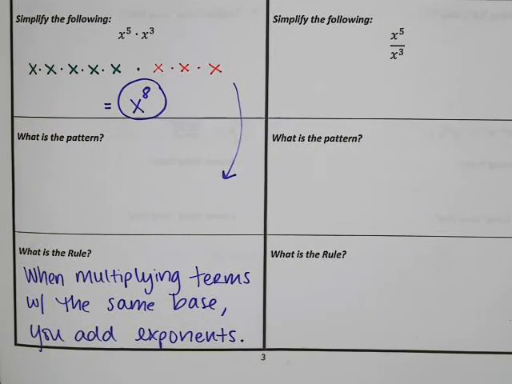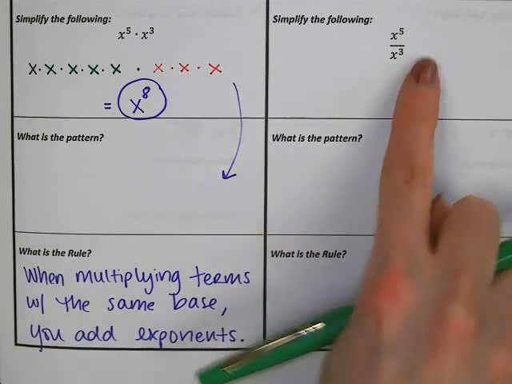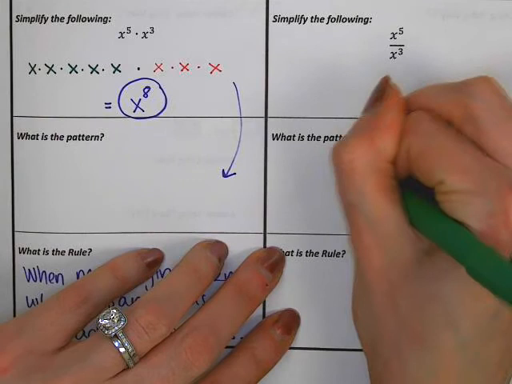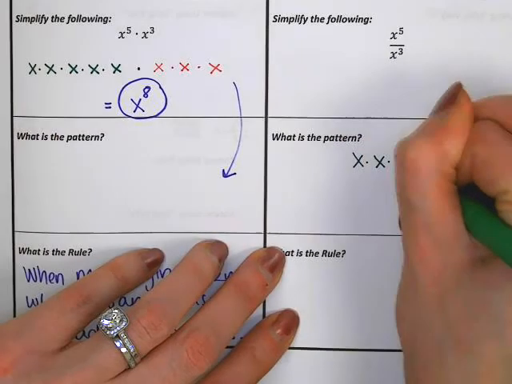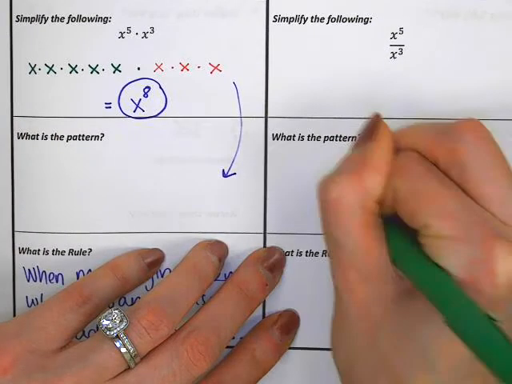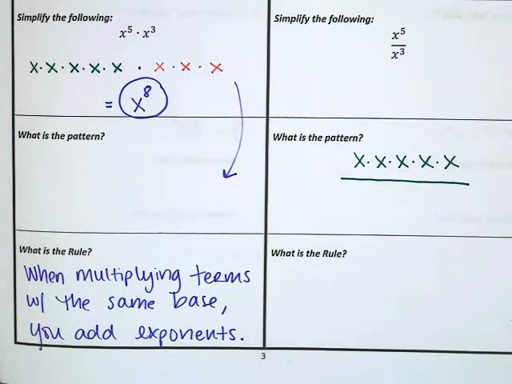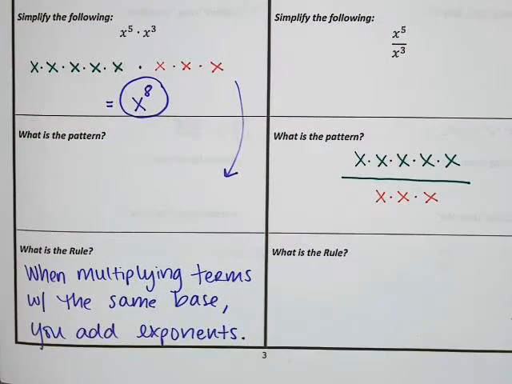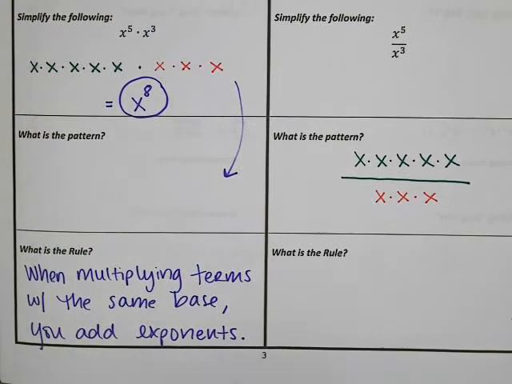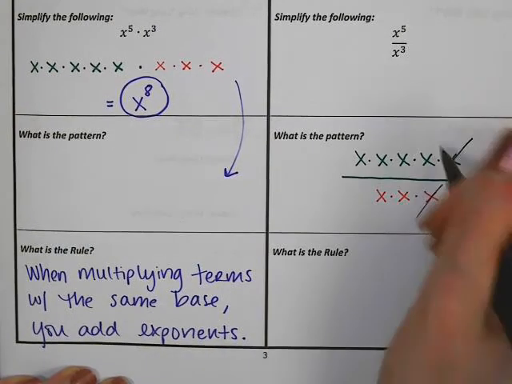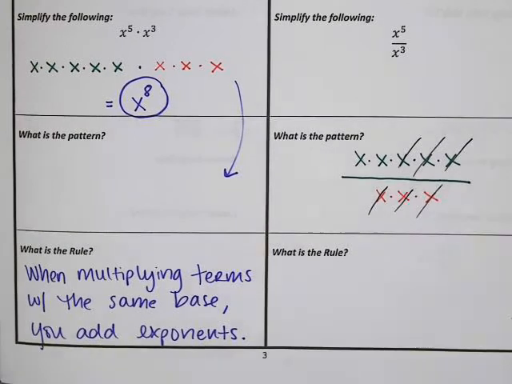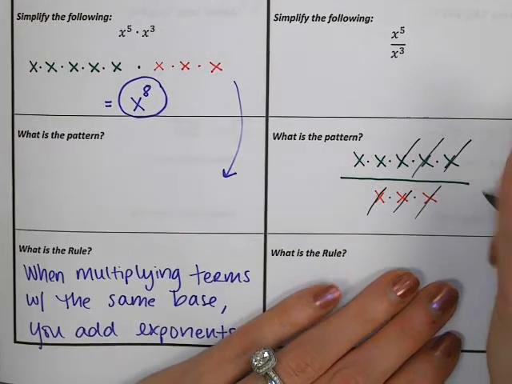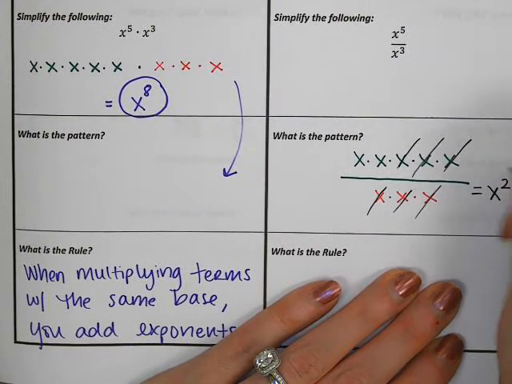Now this one, what if it's dividing same bases? So we have x to the 5th power, so we have 5 x's. And we're dividing it by x to the 3rd power, which is 3 x's. All right, so let's do a little reducing. One of these will cancel, one of these will cancel, one of these will cancel. How many are left? Well, 2 of them, and x times x is x squared.